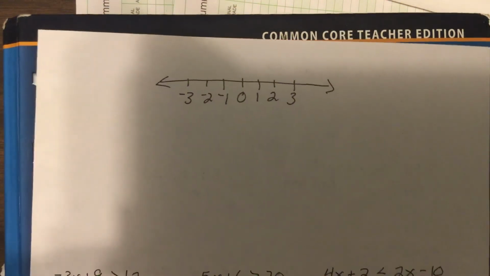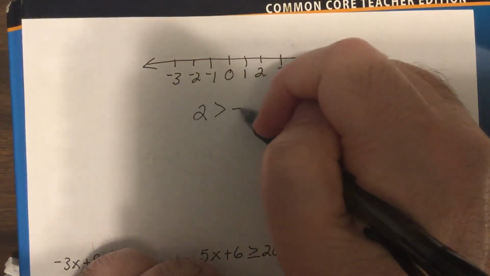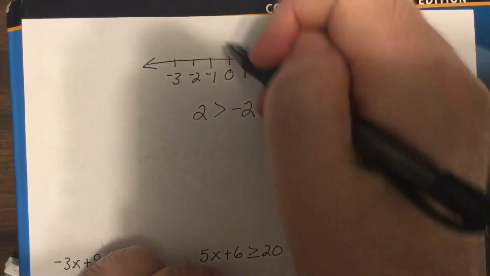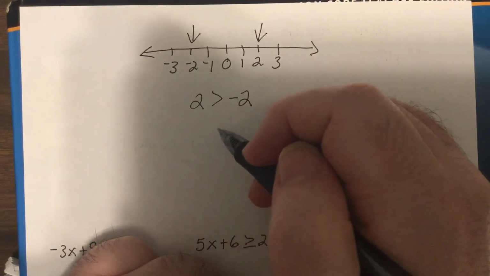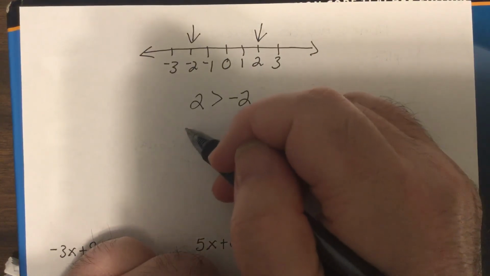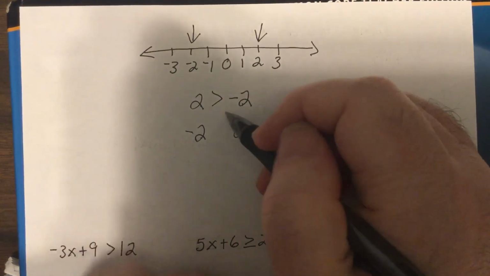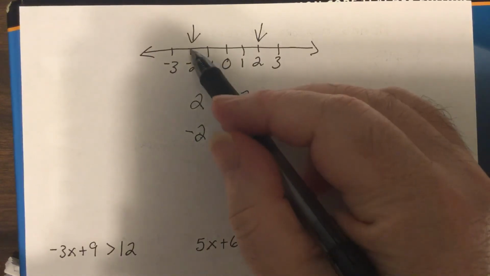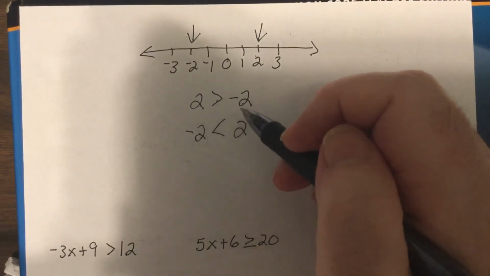Okay, that was fun. What we're going to focus on this week is inequalities. I could say 2 is greater than negative 2 because 2 is to the right of negative 2. But if I were to multiply both sides by negative 1, this becomes negative 2, this becomes 2. It's not a true statement anymore because negative 2 is to the left of 2 and would be smaller. So I have to switch the inequality.